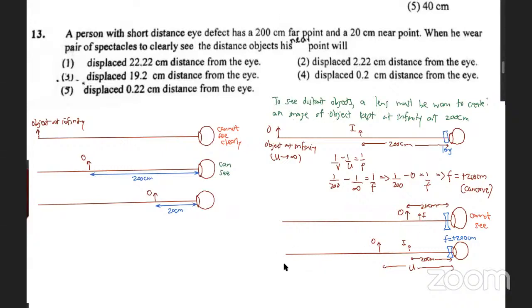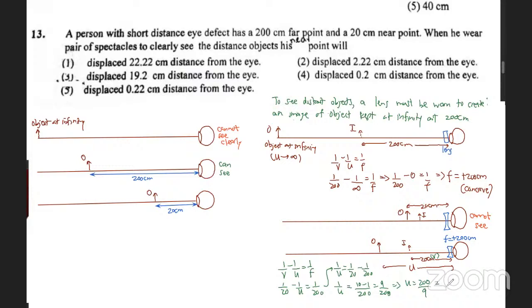Right, if you put 1 over v minus 1 over u equal to 1 over f, v is 20. This is our image distance, v. 1 over v is 1 over 20, 1 over u we don't know, 1 over f is 1 over 200. So I'm getting 1 over u equal to 1 over 20 minus 1 over 200. 1 over u equals, with 200 as common denominator, 10 minus 1, I'm getting 9 over 200. Therefore, people, what is u? u is equal to 200 over 9.